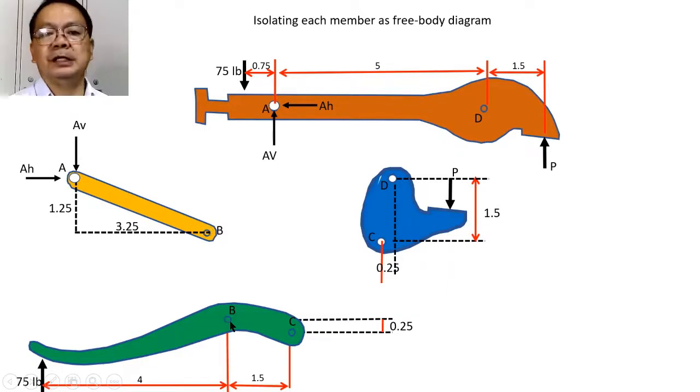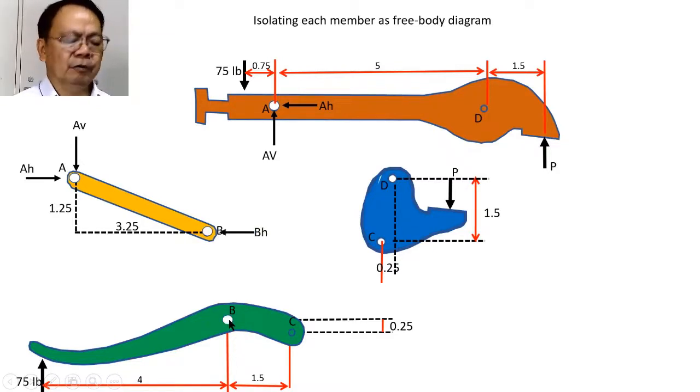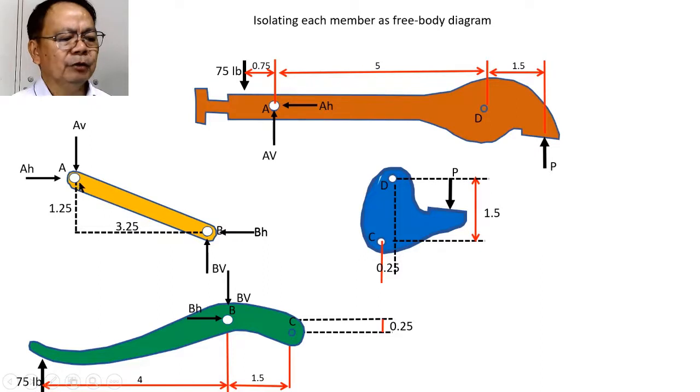on the member BC. So if we have a force acting at B here, we also have the same force acting here. And if we have BH here, there should also be BH here. If we have a vertical one here, then we also have a vertical component here. Right? Now, let me go back, because I said that this member AB is a two-force member.